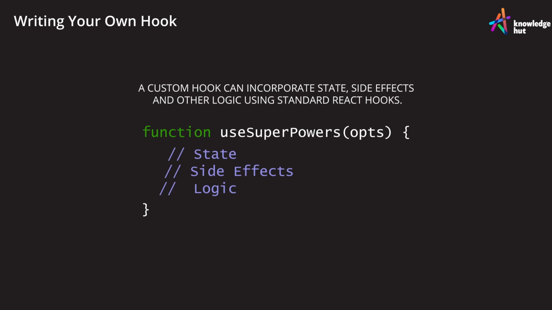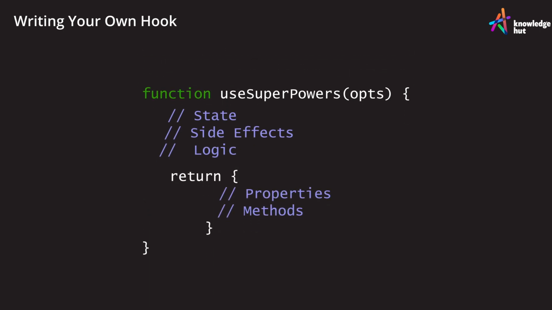So what exactly is a custom hook? A custom hook is a simple JavaScript function that begins with the word use. This is how React and the toolchain recognize the function as a hook. A custom hook can incorporate state, side effects, and other logic using standard React hooks. Finally, a custom hook exposes properties and methods that can be used to interact with and use the hook in your function components. To understand how a custom hook can be built, let's work through an example.